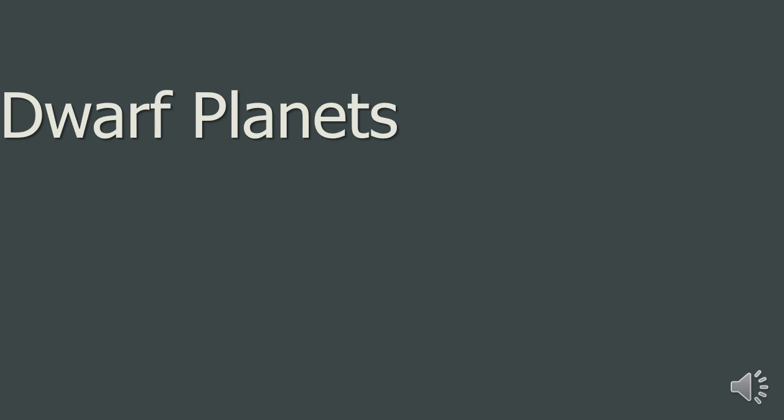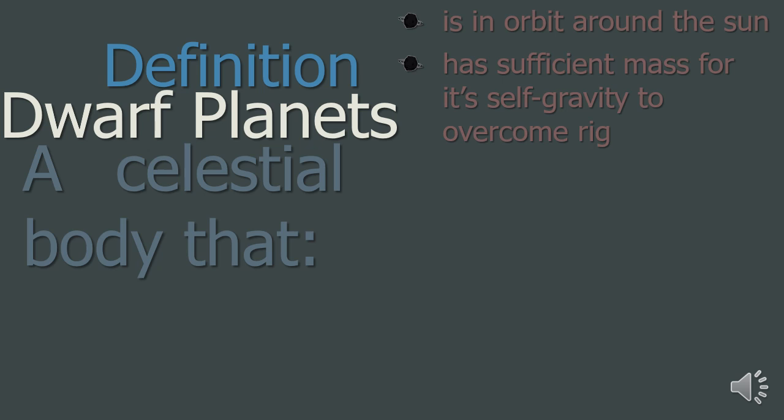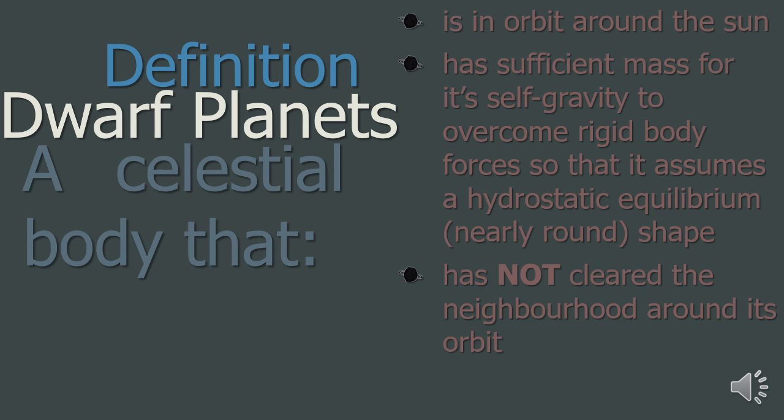And what is a dwarf planet? The IAU define a dwarf planet as a celestial body that is in orbit around the Sun, has sufficient mass for its self-gravity to overcome rigid body forces so that it assumes a hydrostatic equilibrium shape, has not cleared the neighbourhood around its orbit. This means that there can be lots of asteroids or other objects in the proximity of the dwarf planet's orbit. And finally, it is not a satellite. This means that moons cannot be dwarf planets.